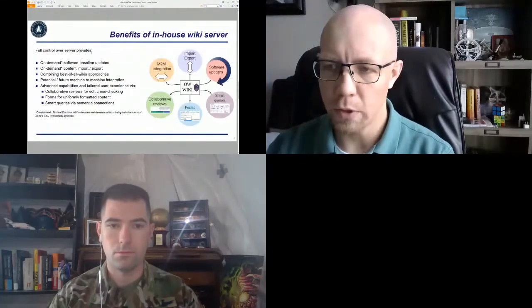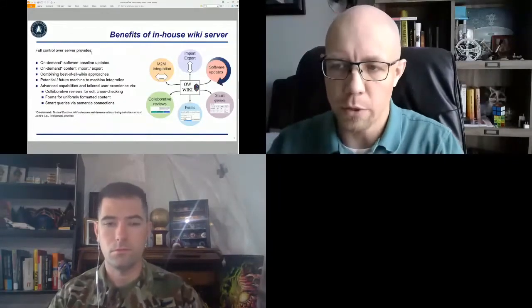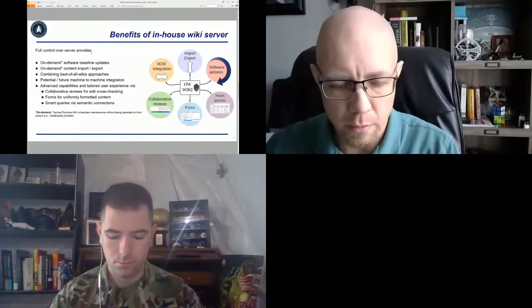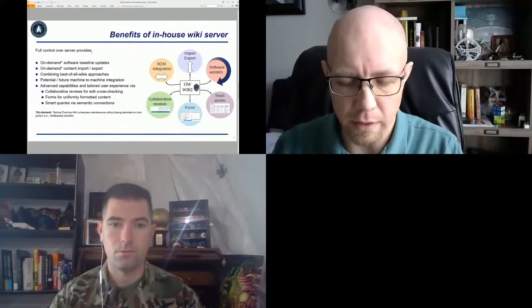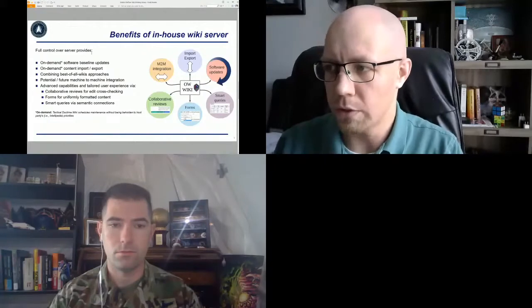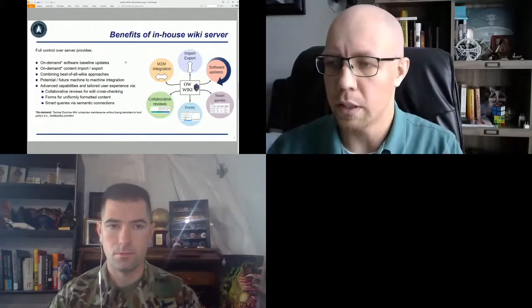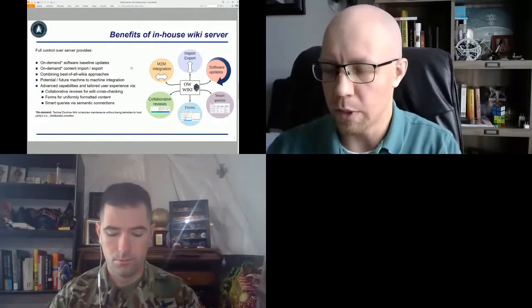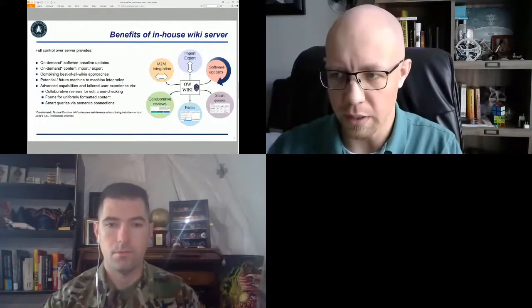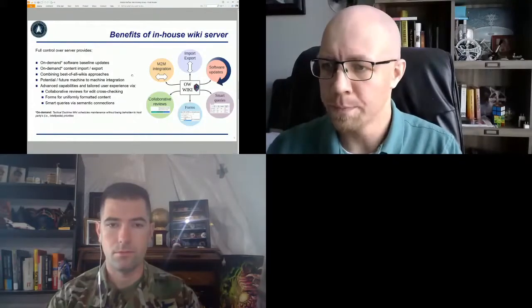So we are focusing on building up our own server. Initially we were looking at some of the other servers that are out there, including some of the other government servers like Intellipedia. And we are pushing for our own server, and this is some of the things that we can leverage with an in-house wiki server. I wanted to specifically highlight some of the potential for machine-to-machine integration. If we're able to connect to some of the other databases, then we can push and pull that information into the wiki and format it in a way that people can use it.